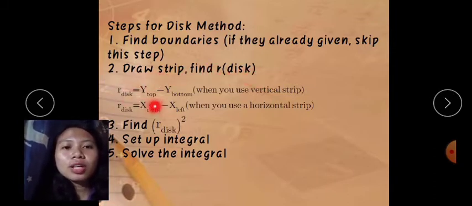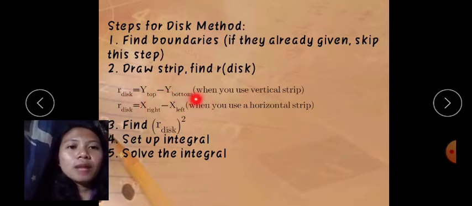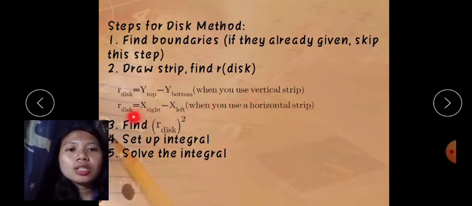So we have here the equations to find r des. r des is equal to y sub top minus y sub bottom; you use this equation if your strip is vertical. And r des is equal to x sub right minus x sub left when you use a horizontal strip. You use this if your strip is horizontal. This is the equation. Step 3 is to find r des squared.